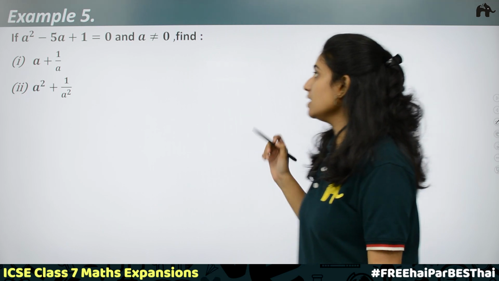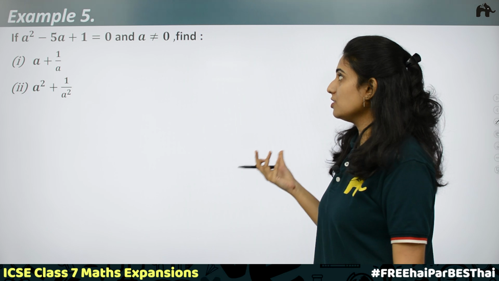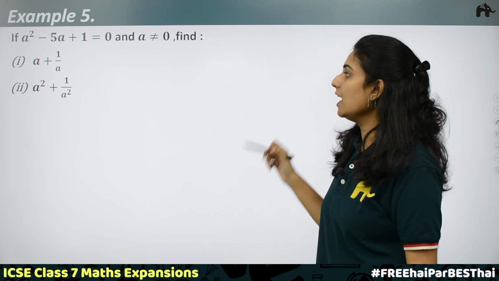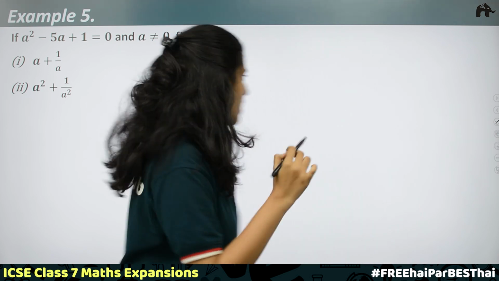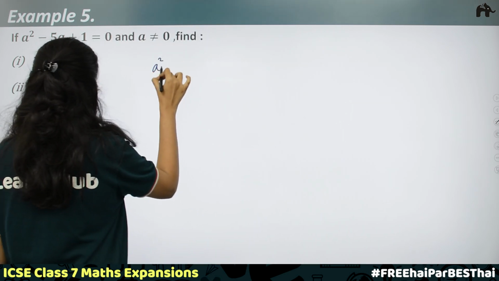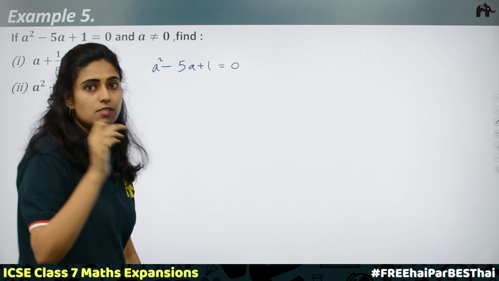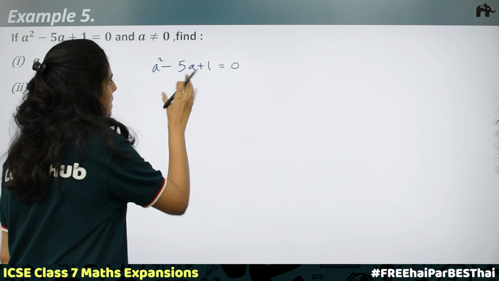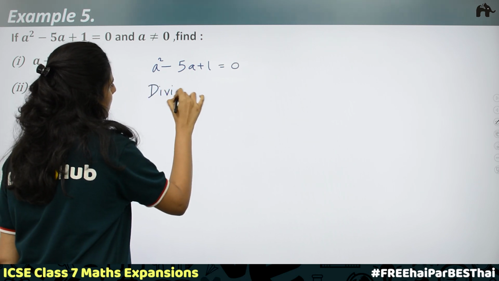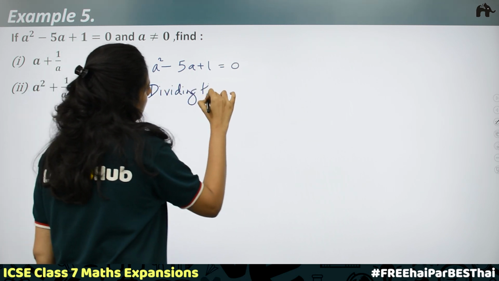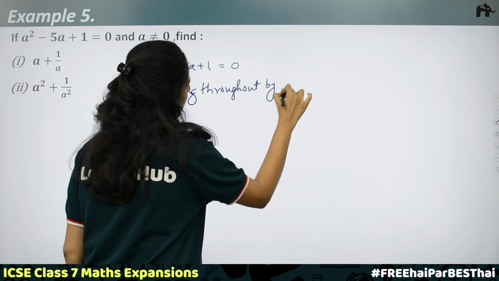Example 5, if a square minus 5a plus 1 is equal to 0 and a not equal to 0, find a plus 1 by a square plus 1 by a square. So, here we are given a square minus 5a plus 1 is equal to 0. From this, we need to get what a plus 1 by a is. For that, what you are going to do is dividing throughout by a. Dividing throughout by a. What do we get?